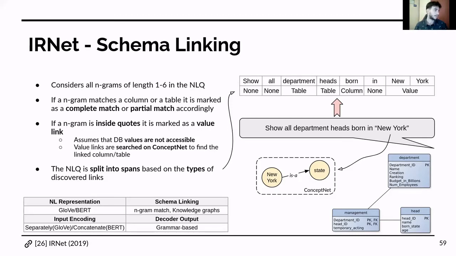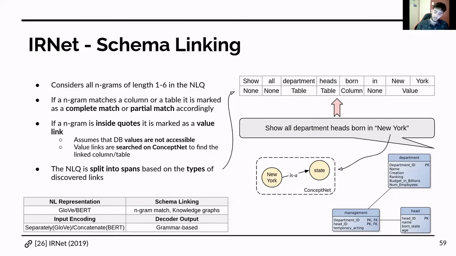So the first step in IronNet is to consider all n-grams of length from 1 to 6 in the natural language query. And IronNet is going to try to match all the possible n-grams to either a table name or to a column name, either an exact match or a partial match. So you can see, for example, that the word department is matched to the table name department here. And for value linking, what IronNet does is that it considers all n-grams inside quotes as value links.